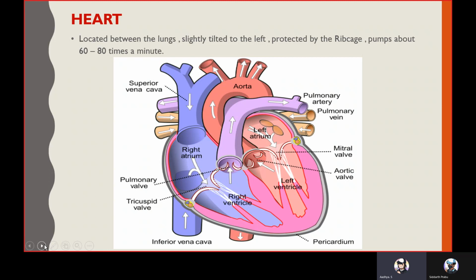These are the parts of the heart. This is the superior vena cava. This is the right atrium. And this is the right ventricle. This is the pulmonary valve. And this is the tricuspid valve. This is the inferior vena cava. This is the pericardium. This is the aortic valve, the mitral valve, pulmonary vein, and pulmonary artery with the aorta.